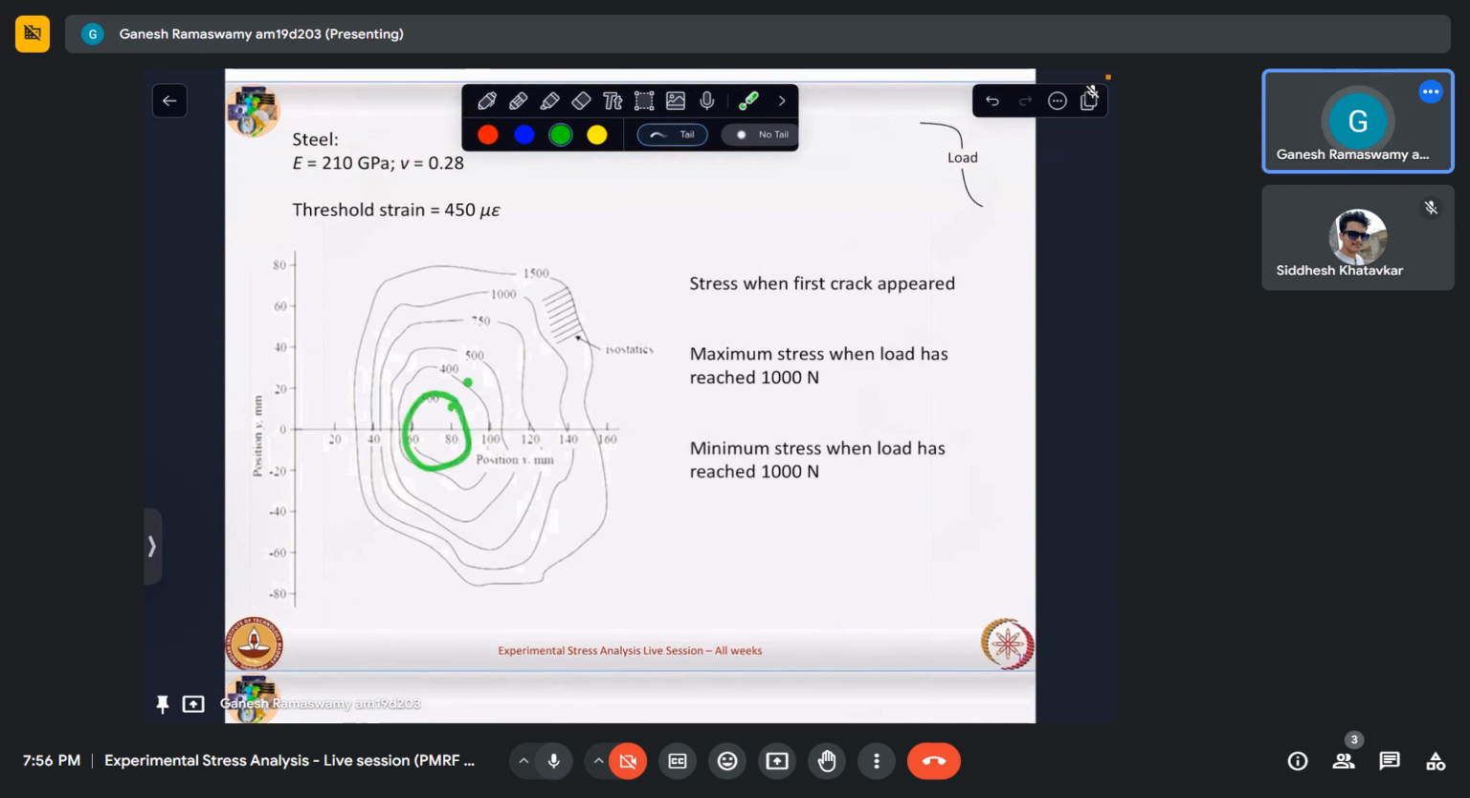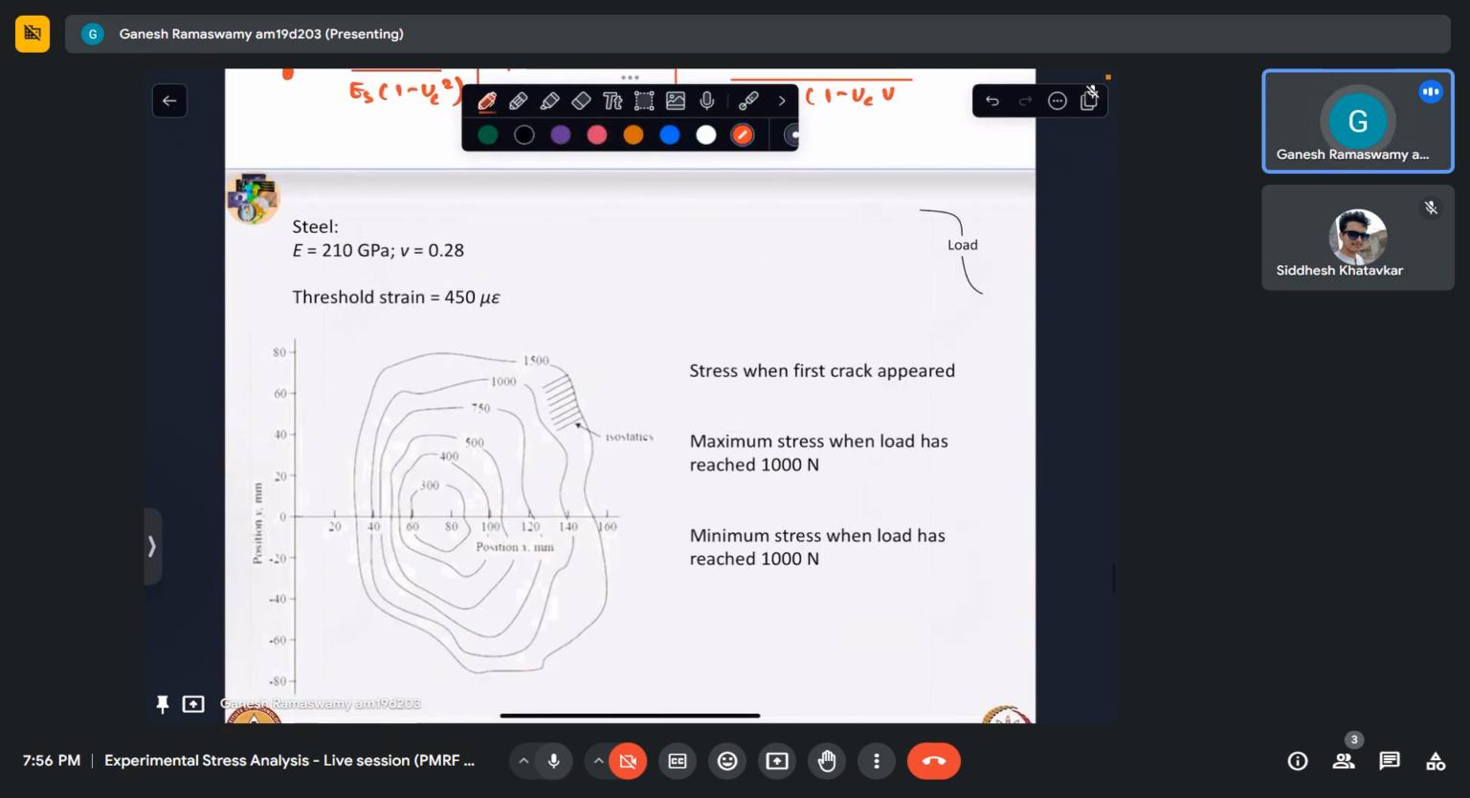Essentially, this was done until the load was increased to 1500 Newton. And this is the data that we have. Now it is given in the question that the material over which this brittle coating was applied is steel with E as 210 GPa and mu as 0.28. And the threshold strain, the brittle coating will crack when its strain reaches a maximum strain. That threshold strain is given to be 450 microstrain for this problem, whatever brittle coating was used.